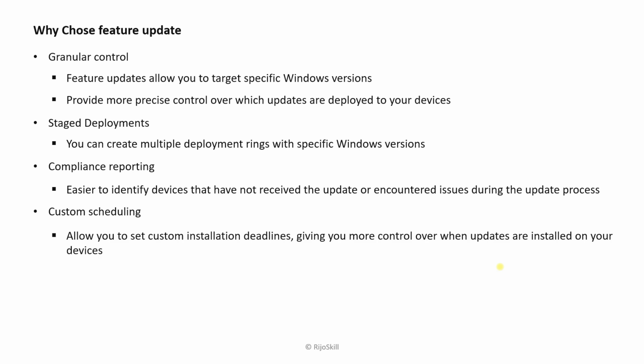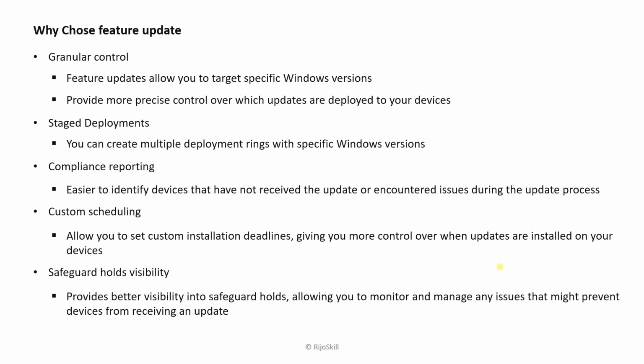It allows you to set a custom installation deadline, giving you more control over when updates are installed on your devices. And safeguard hold visibility provides better visibility into safeguard holds, allowing you to monitor and manage any issue that might prevent a device from receiving the update. So now you understand why you choose the feature update: granular control, staged deployment, compliance reporting, custom scheduling, and safeguard hold visibility.